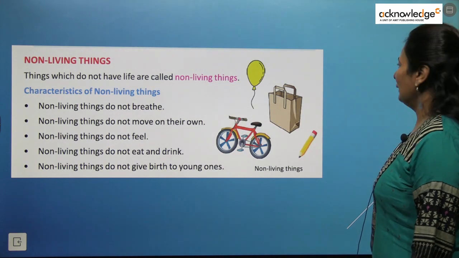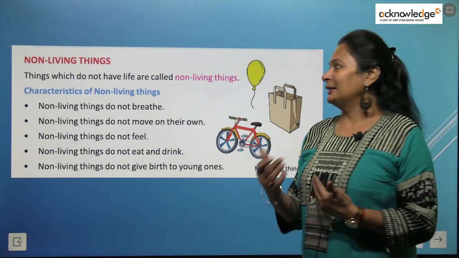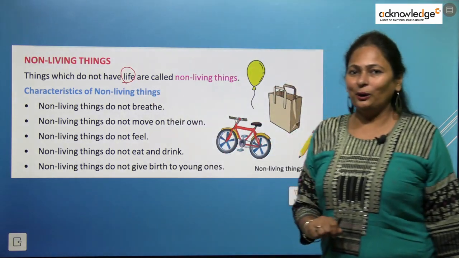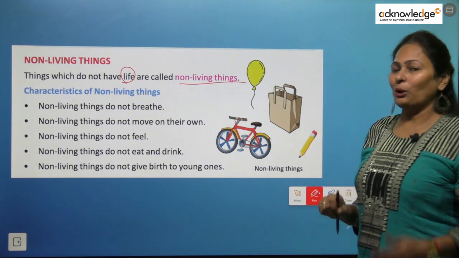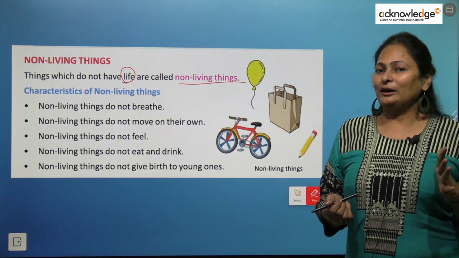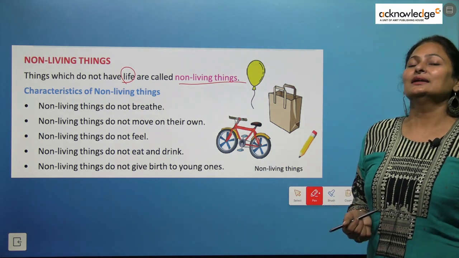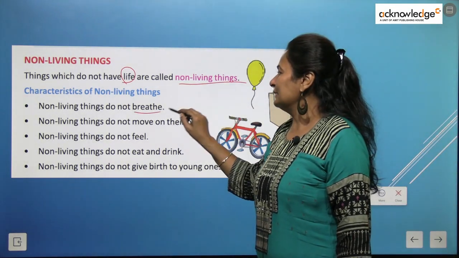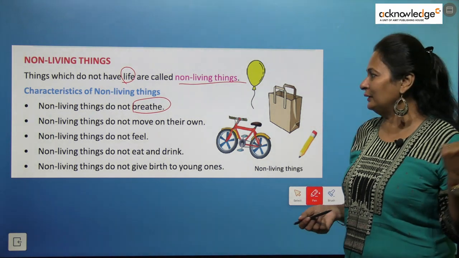Now let's discuss the non-living things. The things that do not have life are called non-living things. Right, kids? So the characters that we have just discussed about living things are not present in non-living things. Non-living things cannot breathe. We breathe. Non-living things cannot breathe.